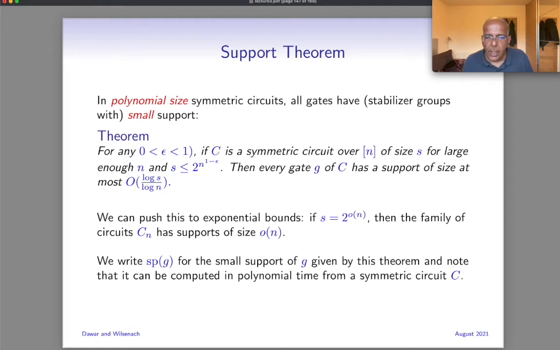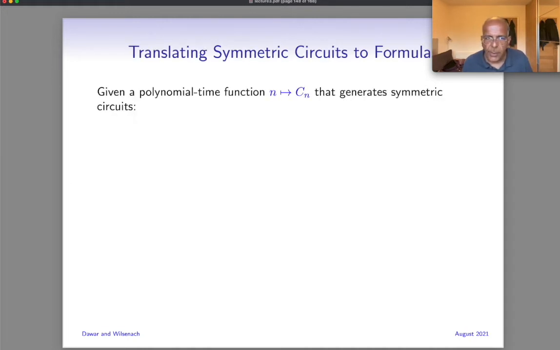Okay. So now we know that in polynomial size symmetric circuits, you can get every gate has small support. We write SP(G) for the support of G. And now we use this to give a translation from symmetric circuits to formulas. Remember, we are assuming we're given a family of polynomial size, polynomially uniform symmetric circuits with threshold gates, and we want to show that the class of properties they decide is definable in FPC.